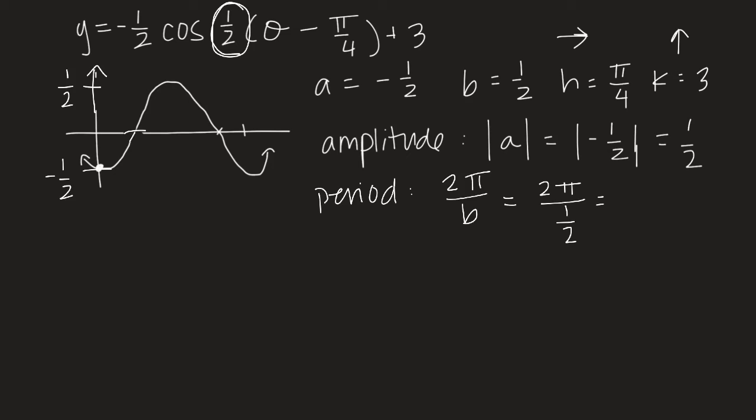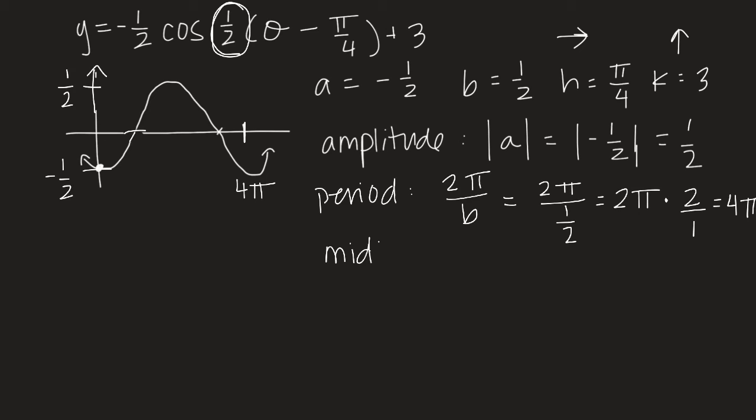2 pi divided by a half means the same thing as 2 pi times 2 over 1. So we get 4 pi. So that means one cycle of the wave would be 4 pi. The parent function is just 2 pi. But that 1/2 transformed it, so now the period is 4 pi. So one wavelength is 4 pi units long.